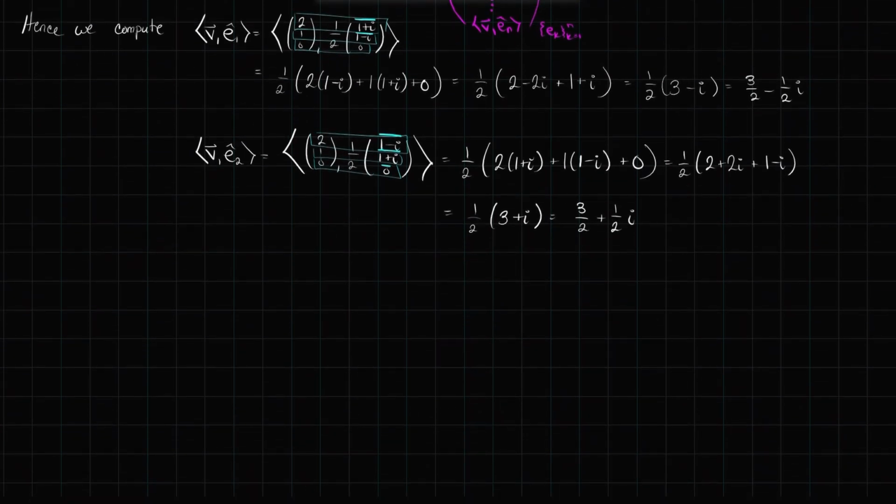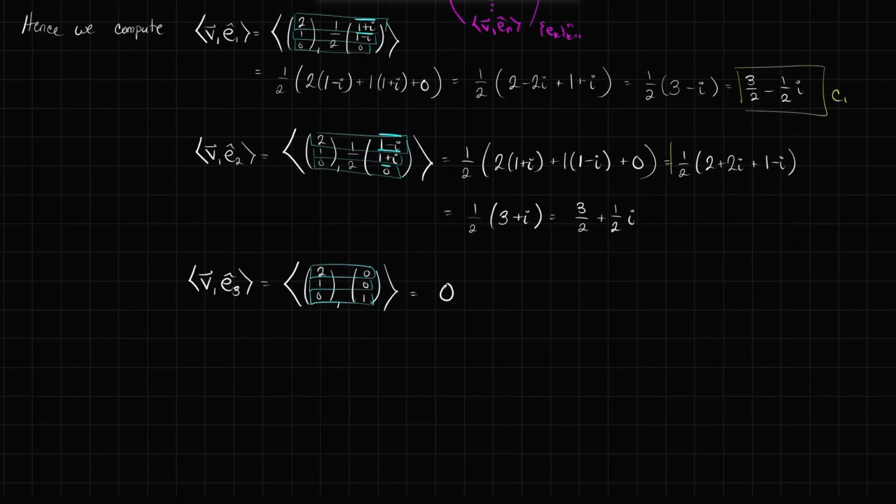My final coefficient will arise from the inner product of V with E hat 3. That's going to be the inner product of (2, 1, 0) against (0, 0, 1). And I can already tell my life is going to get quite easy, because reading across horizontally, I have 3 copies of 0. Therefore, what I've constructed is my first coefficient, my second coefficient, and my third coefficient in my vector representation. So my vector representation will be (3/2 minus 1/2 i, 3/2 plus 1/2 i, 0) with respect to the basis E hat 1, E hat 2, E hat 3.